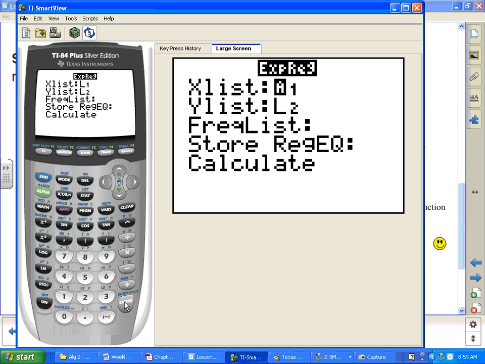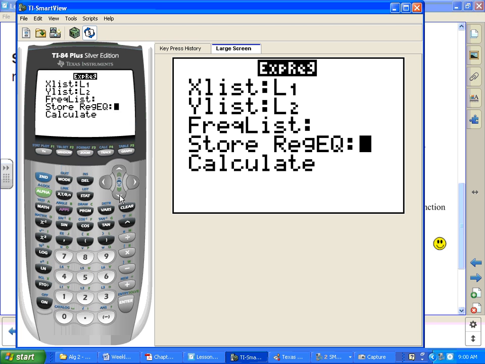Our X list is in list 1, that's good. Y list is in list 2, we're good there. The frequency list, you don't need to worry about. We want to go down to store regression equation. This tells it where we want the equation to go, and we can tell it to put it in y1 so that after I find it, it'll also graph it, and I can see how well it fits.